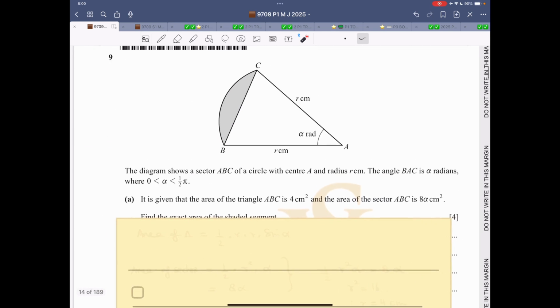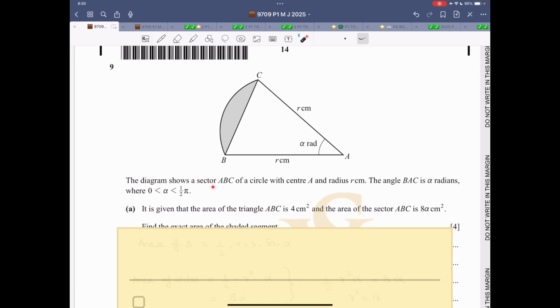Question number 9. It says the diagram shows a sector ABC of a circle with center A, radius R, the angle is alpha radian. So instead of theta, they have labeled it as alpha. This is R, and alpha is acute. It is given that the area of the triangle is 4 centimeters square. So the area of this triangle is 4 centimeters square. Area of the sector is 8 alpha centimeters square. Find the exact area of the shaded region.